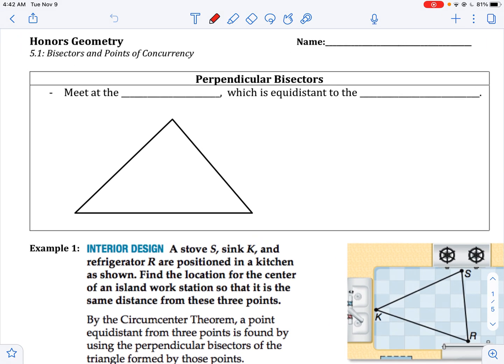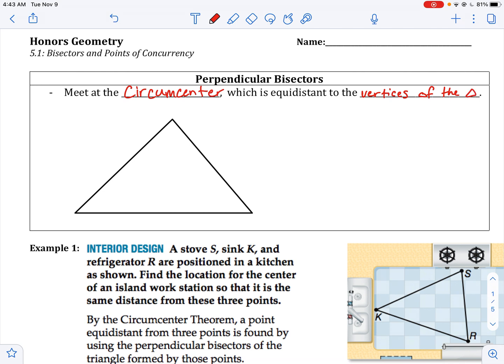In this video, we're going to go through our 5-1 notes, part 2, where we talk more about perpendicular and angle bisectors. So perpendicular bisectors meet at the circumcenter, which is equidistant to the vertices of the triangle.